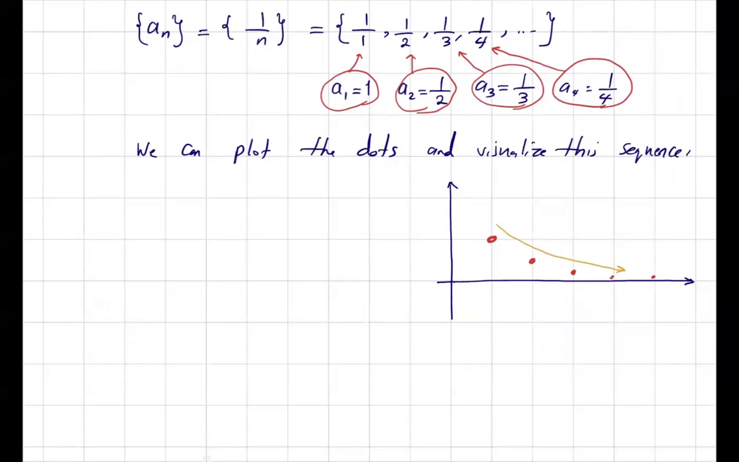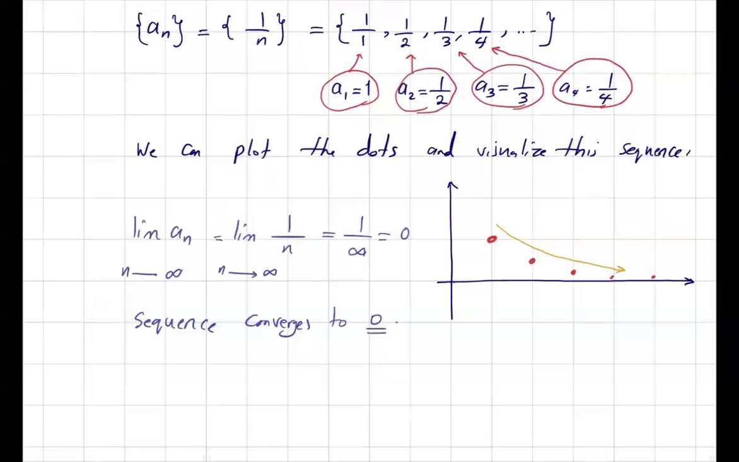We were interested in finding the limit of this sequence as n goes to infinity, or the limit of 1 over n as n goes to infinity, which is 1 over infinity, or 0. And remember that we said the sequence converges to 0.